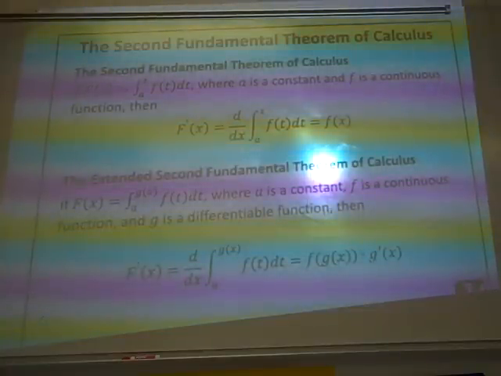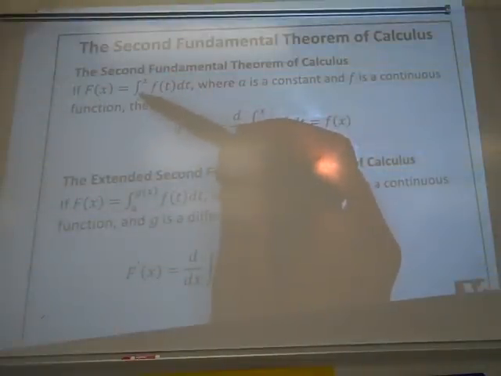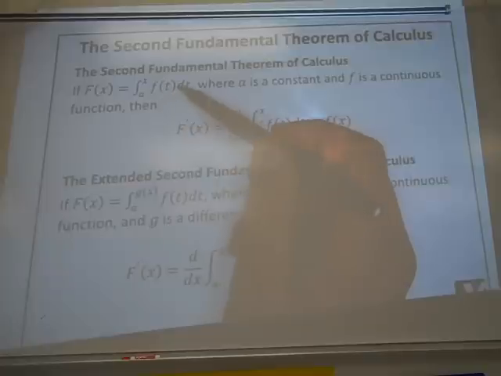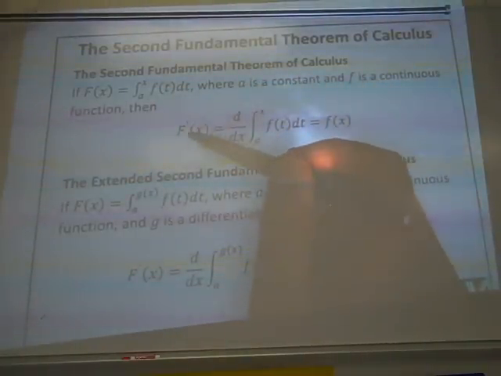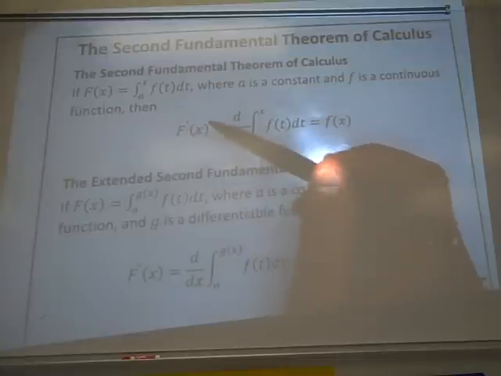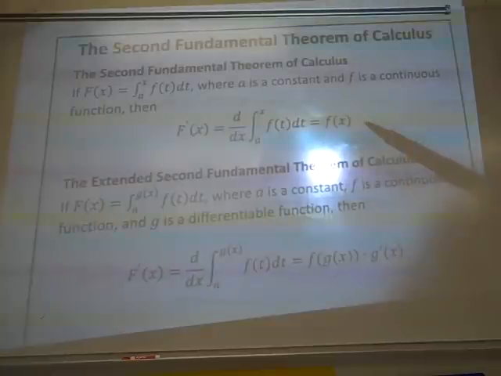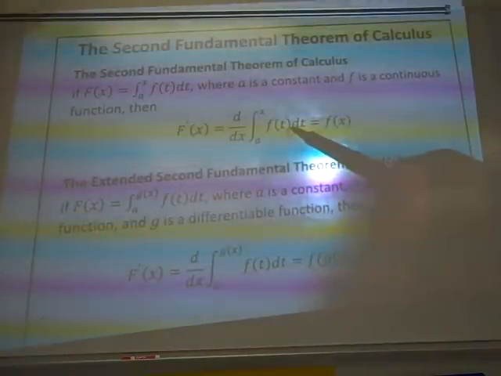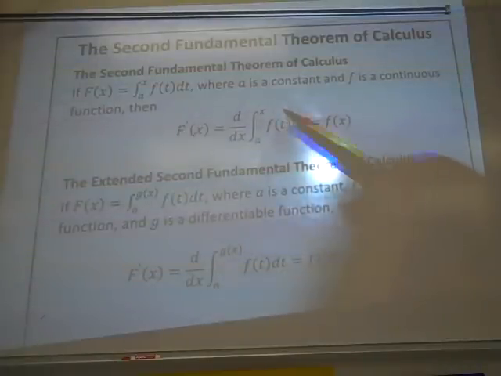The second fundamental theorem of calculus states that if big F of x is defined to be the definite integral from a, where a is a constant, to x, where x is a variable, of a function with respect to t, and f is continuous, then if I take the derivative of big F, that means if I take the derivative of an antiderivative of a function, what I'm going to get is the integrand function back, evaluated at the variable x.